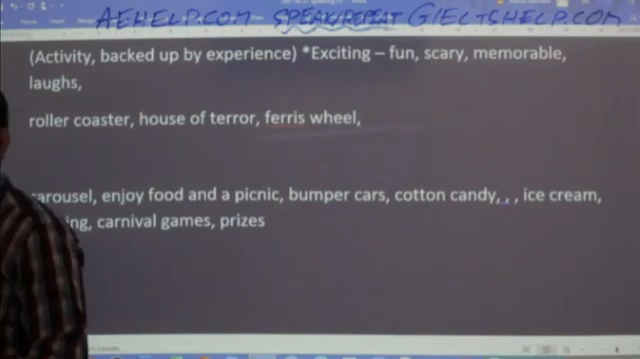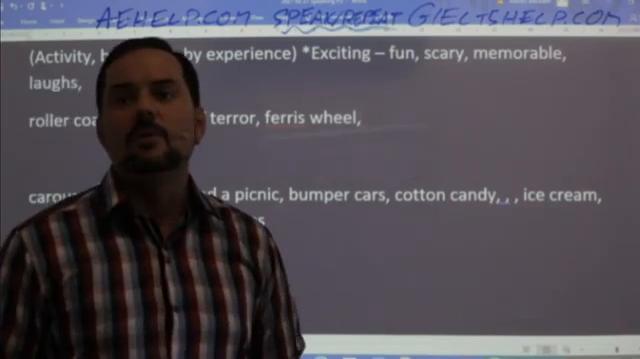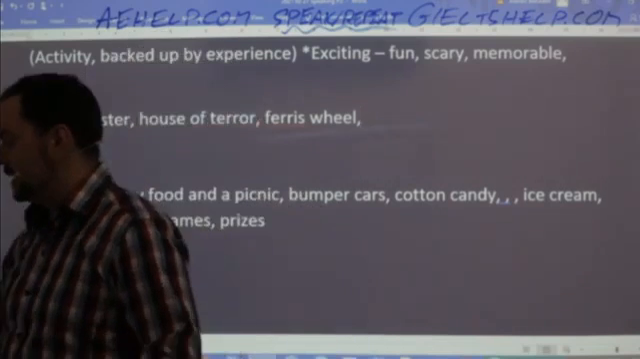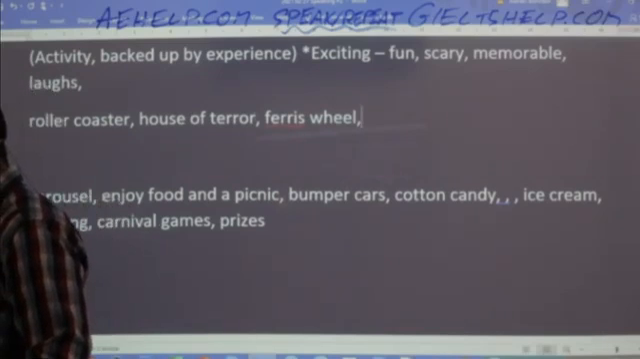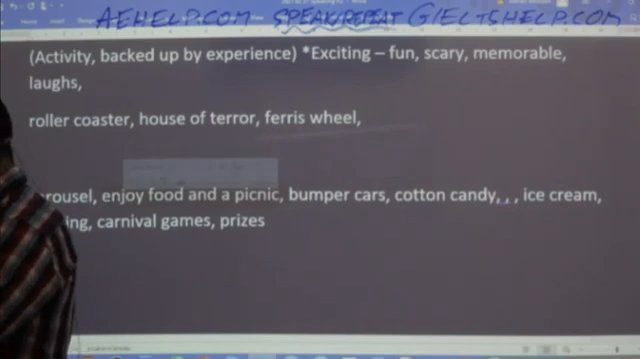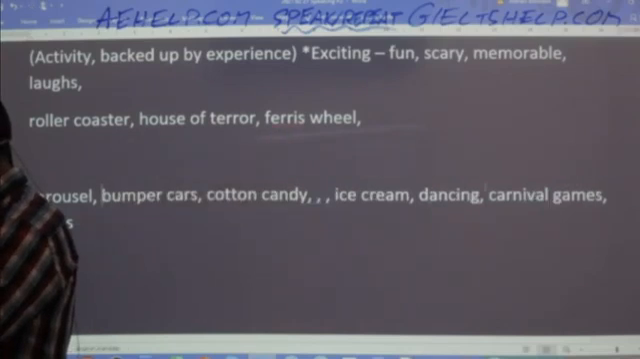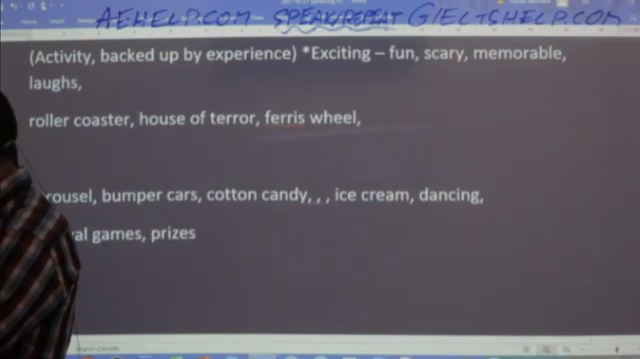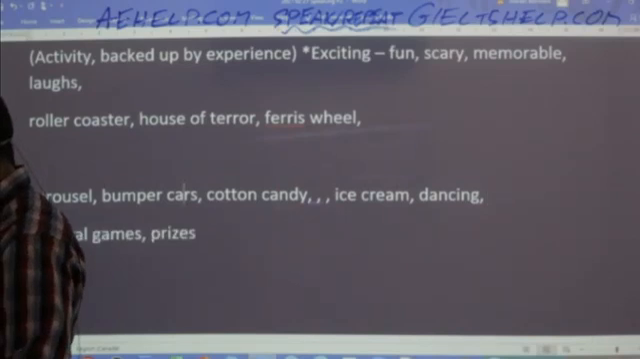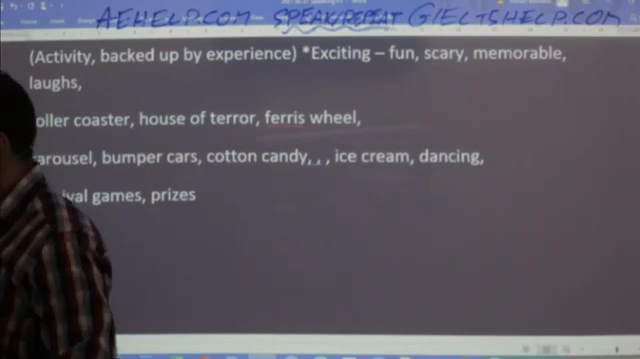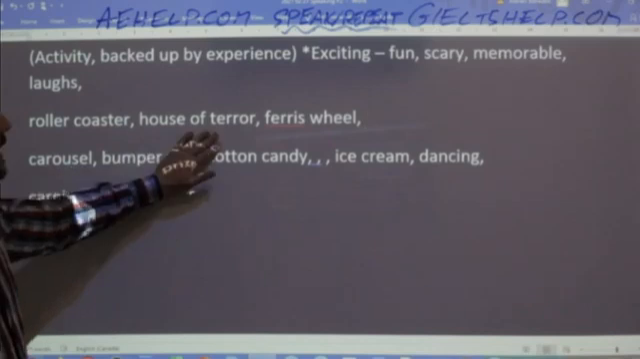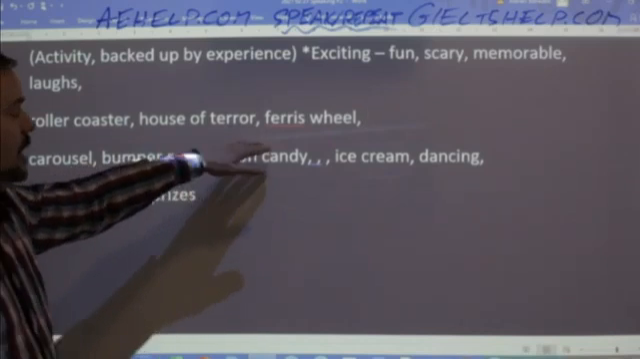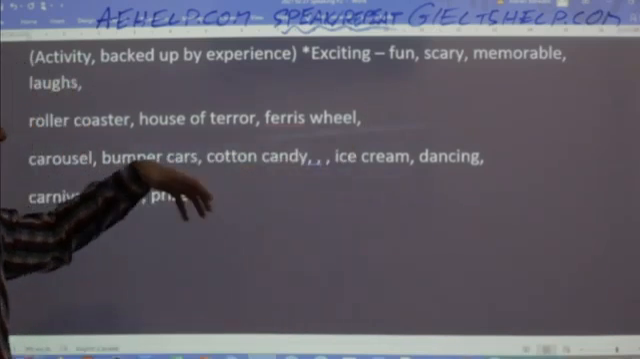And the House of Terror, or the House of Horror, would be scary. A carousel would not be really, I think, scary. Bumper cars would not be scary. Okay. All right. So this is kind of how I would divide this. So the roller coaster, the House of Terror or the House of Horror, the Ferris wheel, those would be scary.